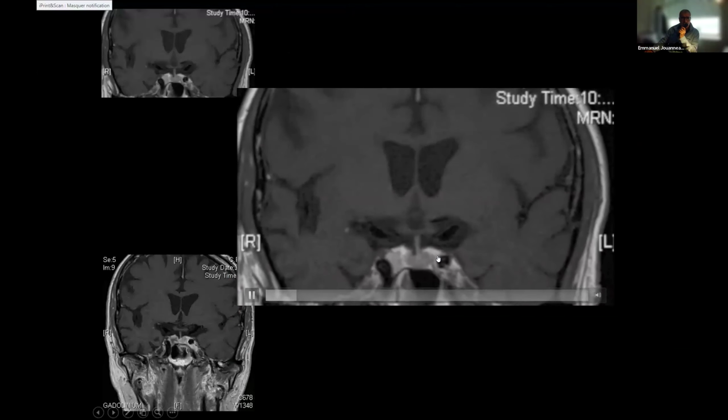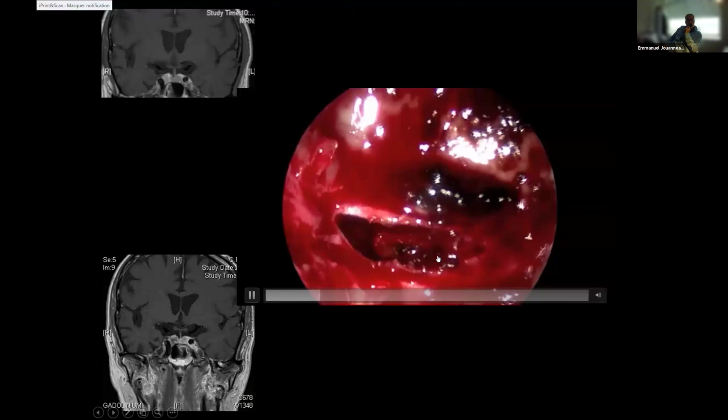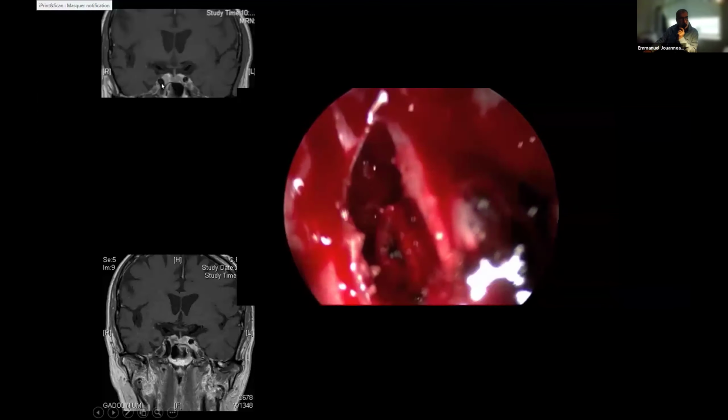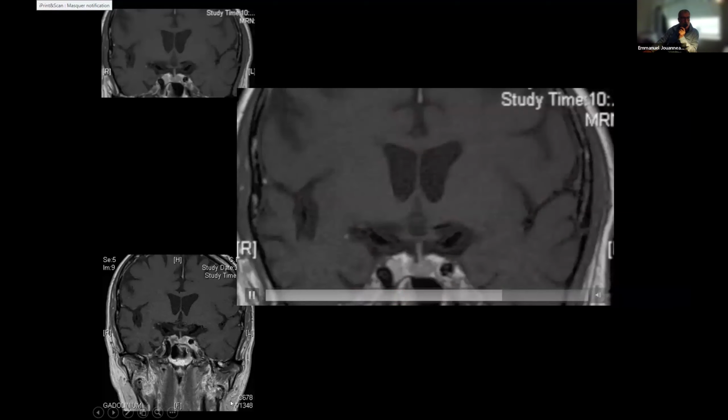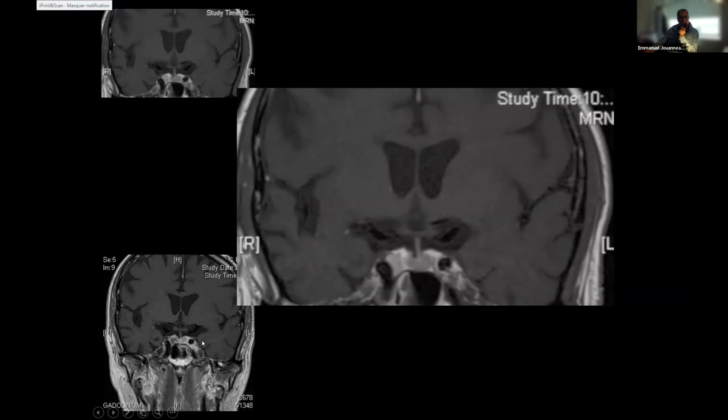Another case, it was a corticotroph adenoma in a colleague. It was a physician. So we can see here that the microadenoma is inside the cavernous sinus. We open up the cavernous sinus. We just have to follow. It's the sixth nerve at the back. We remove the tumor and the patient was cured.